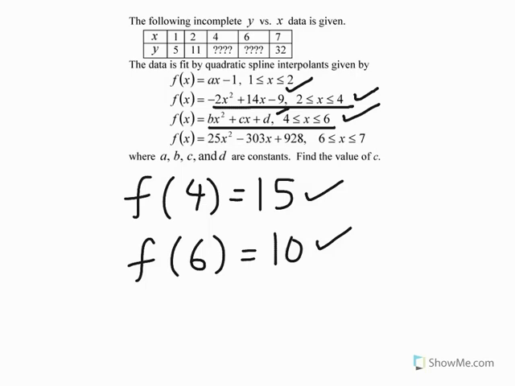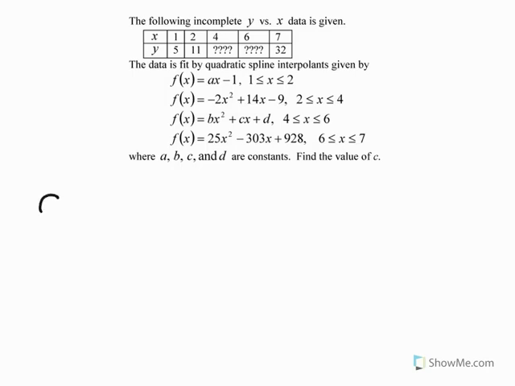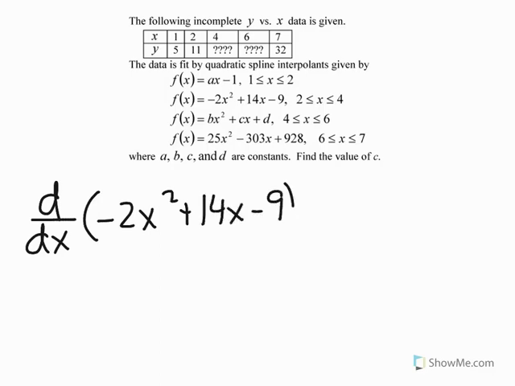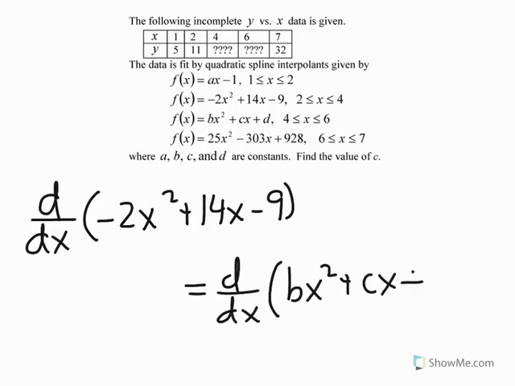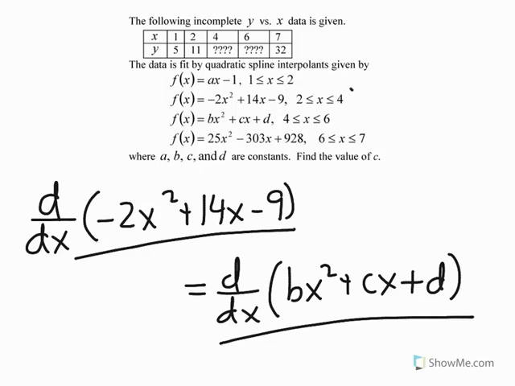So what does that mean? That means that the derivative of minus 2x squared plus 14x minus 9 has to be equal to the derivative of bx squared plus cx plus d. That the slope of the second spline will be same as the slope of the third spline, but not at every point, but at the common point, which is x equal to 4 and x equal to 4.